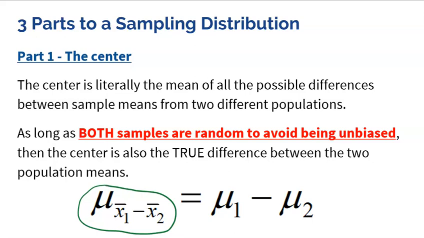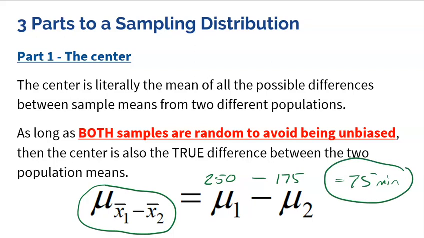Now for my specific problem, the mean for the freshmen was 250. The mean for the seniors is 175. That is a 75-minute difference in favor of freshmen. So I would expect any two samples, one of freshmen and one of seniors, to have a difference of 75 minutes, but I also know it's going to vary. That's just the mean of all potential samples.